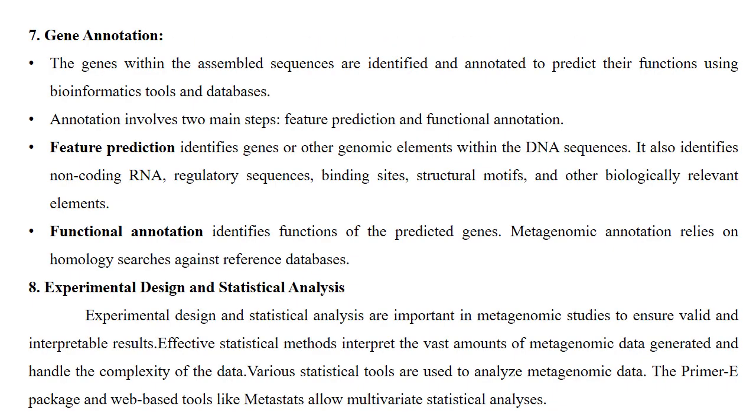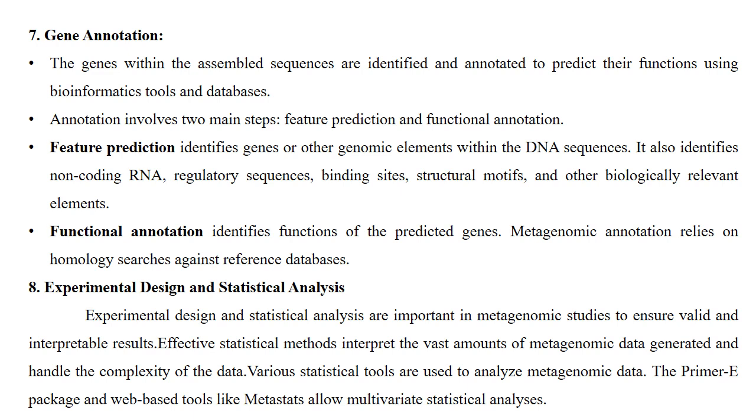The seventh step is gene annotation. The genes within the assembled sequence are identified and annotated to predict their functions using bioinformatic tools and databases. It involves two main steps, feature prediction and functional annotation. Feature prediction identifies genes or other genomic elements present within the DNA sequence. It also identifies non-coding RNA, regulatory sequences, binding sites, structural motifs, and other biologically relevant elements. In functional annotation, it identifies the function of the predicted gene.